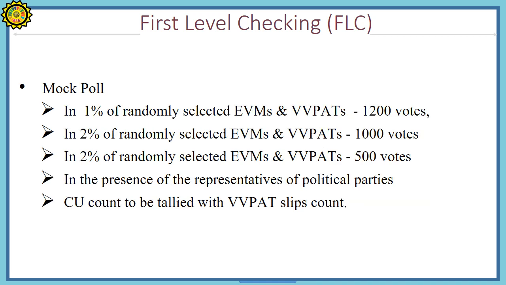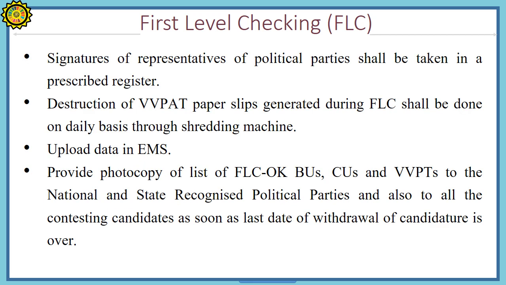Mock poll. In 1% of randomly selected EVM and VVPAT, 1200 votes. In 2% of randomly selected EVM and VVPATs, 1000 votes. In 2% of randomly selected EVM and VVPAT, 500 votes. Mock poll will be done in the presence of representatives of the political parties. Control unit count to be tallied with the VVPAT slip counts. Signatures of the representatives of the political party shall be taken in a prescribed register.